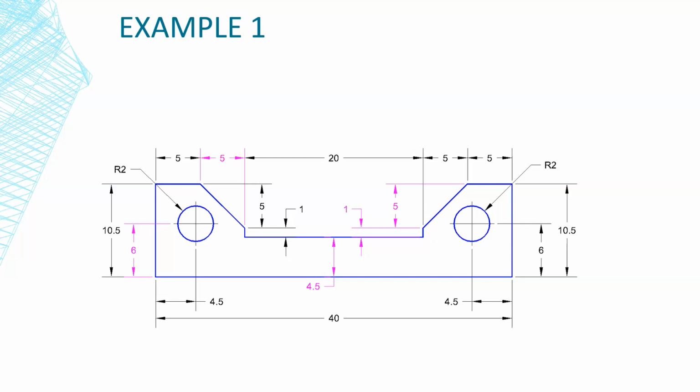Welcome back, and in this video we're going to take a look at this example, and one of the important things about this one is going to be locating these circles. There are a bunch of different ways to do this, but now we know how to manipulate the UCS, and just by doing that we can figure out and make the placement for these circles a lot simpler for us.